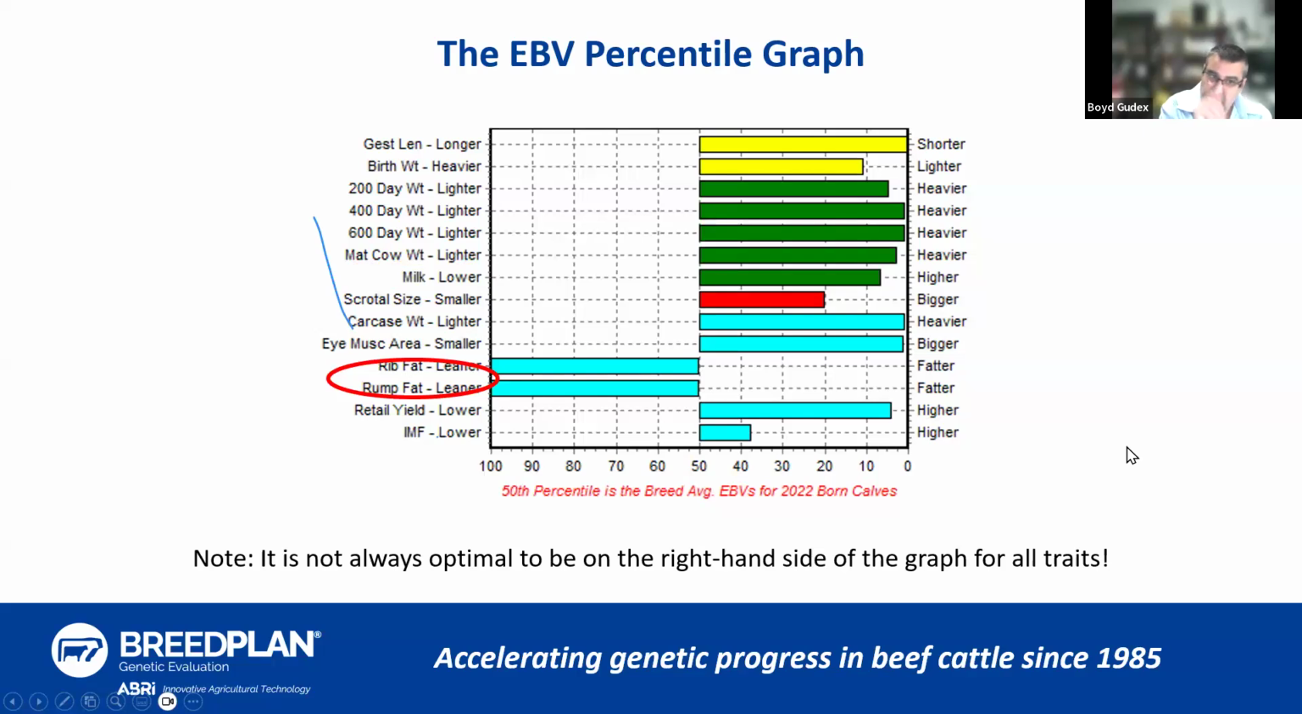And rib and rump fat. I know you guys have quite different carcass premiums to what we do here in Australia, but we're certainly starting to encounter reports from abattoirs which are saying that cattle are getting too fat for our conditions and that they're actually seeking for people to reduce the fat levels in the cattle they're sending to the abattoir. So it's not always optimal to be on the right-hand side of the graph for all traits.